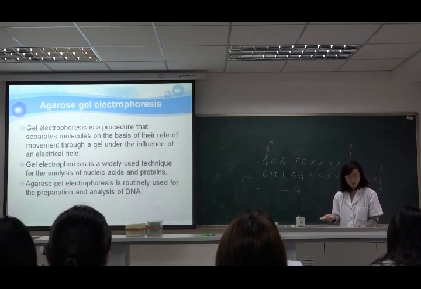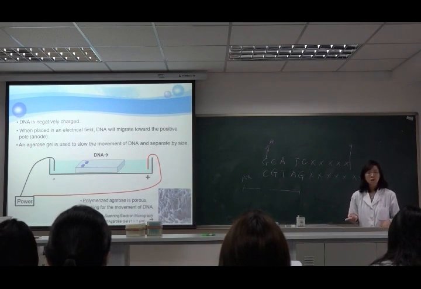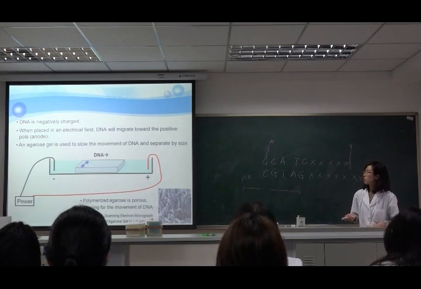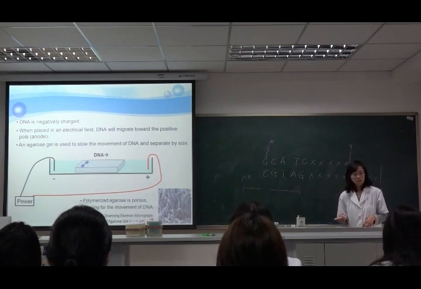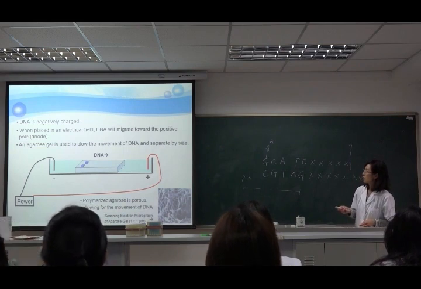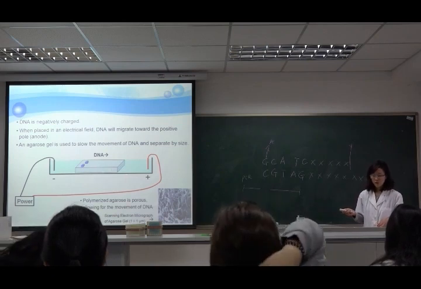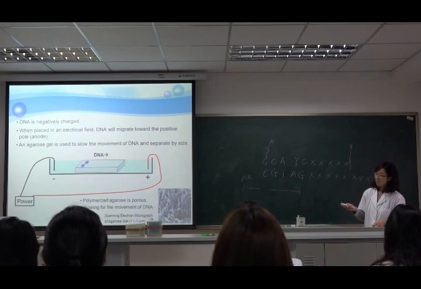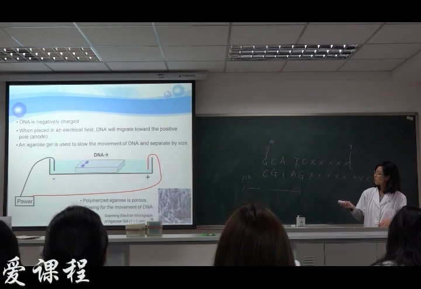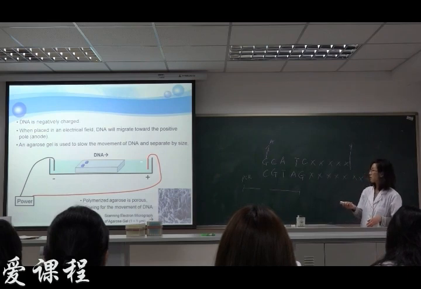This is agarose gel electrophoresis. Here I will tell you some principles of agarose gel electrophoresis. The DNA is negatively charged. Understand here? It's negatively charged. So when DNA is placed in an electrical field, it will migrate toward the positive pole here. So the direction is from the black one to the red one. And an agarose gel is used to slow the movement of the DNA and separate it by size.